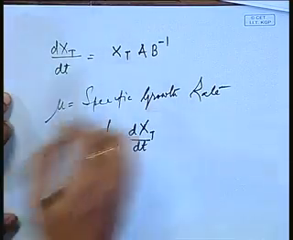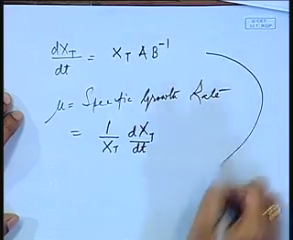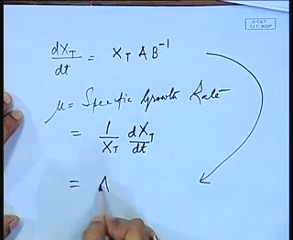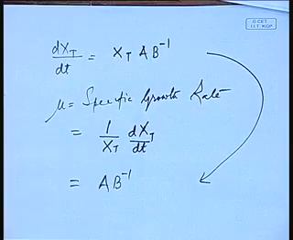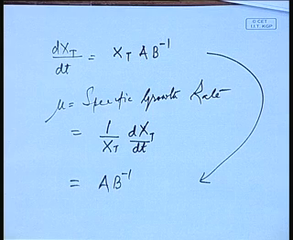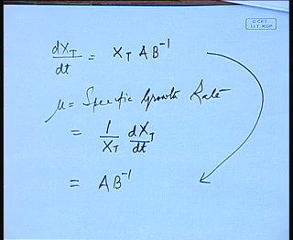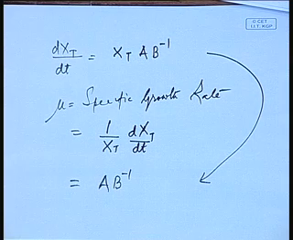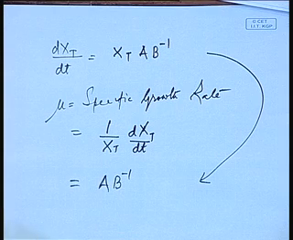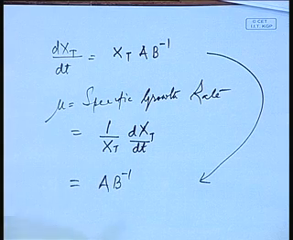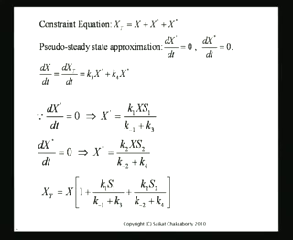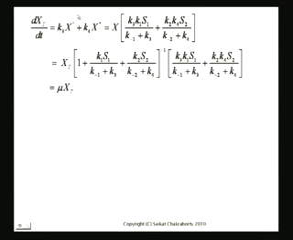Clear? So from this equation, what I get is that mu equals A times B inverse. So I got my specific growth rate. Now the specific growth rate for the Monod model, if you remember, was mu max S over Ks plus S, right? That was the Monod growth model, mu.